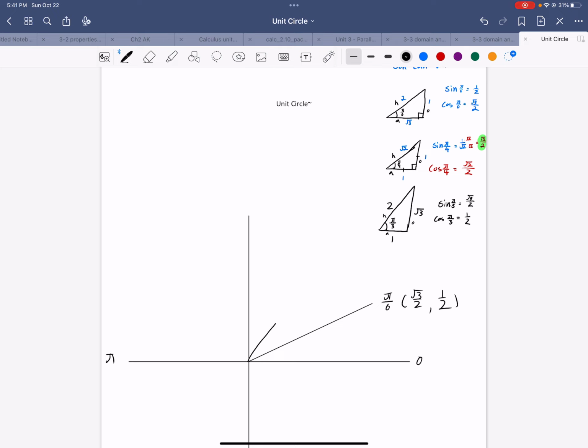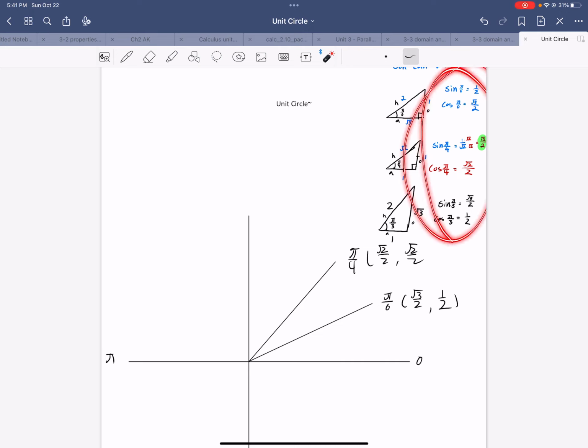And let's say you have 45 degree, pi over 4, then x value is gonna be the same thing. This x value is the square root of 2 over 2, y value is gonna be square root of 2 over 2. Same thing. So all your answer is gonna be based on this one.